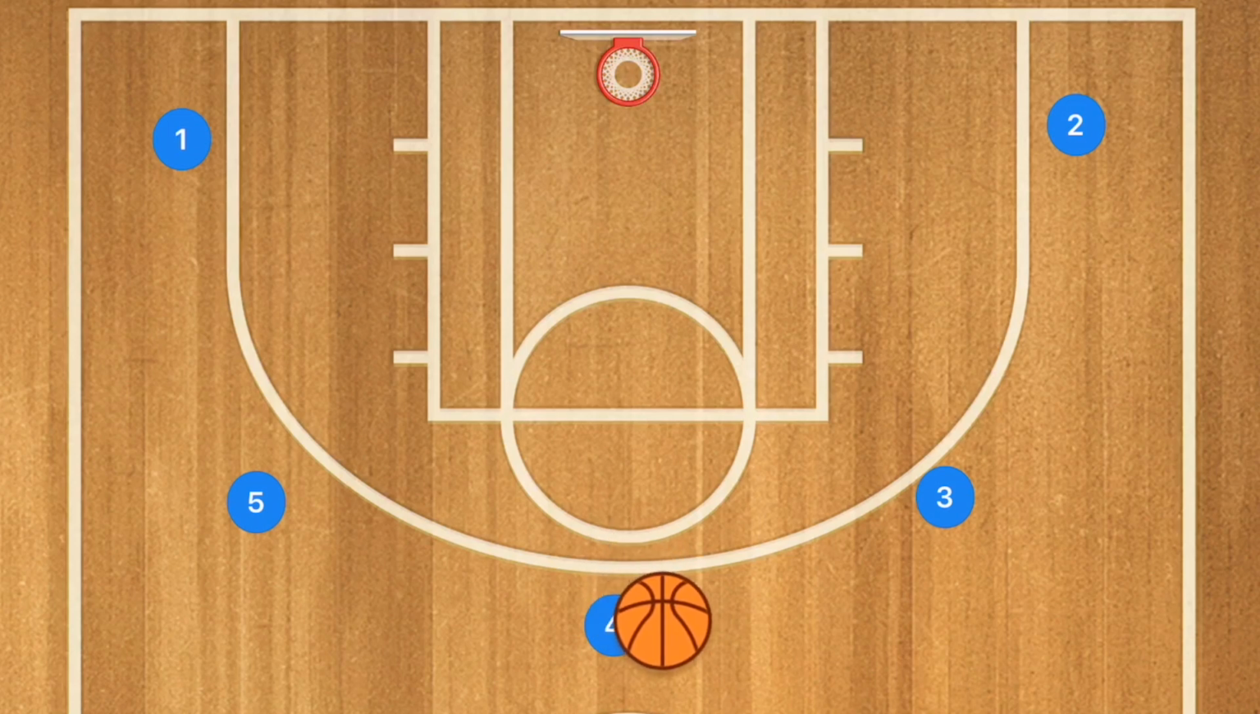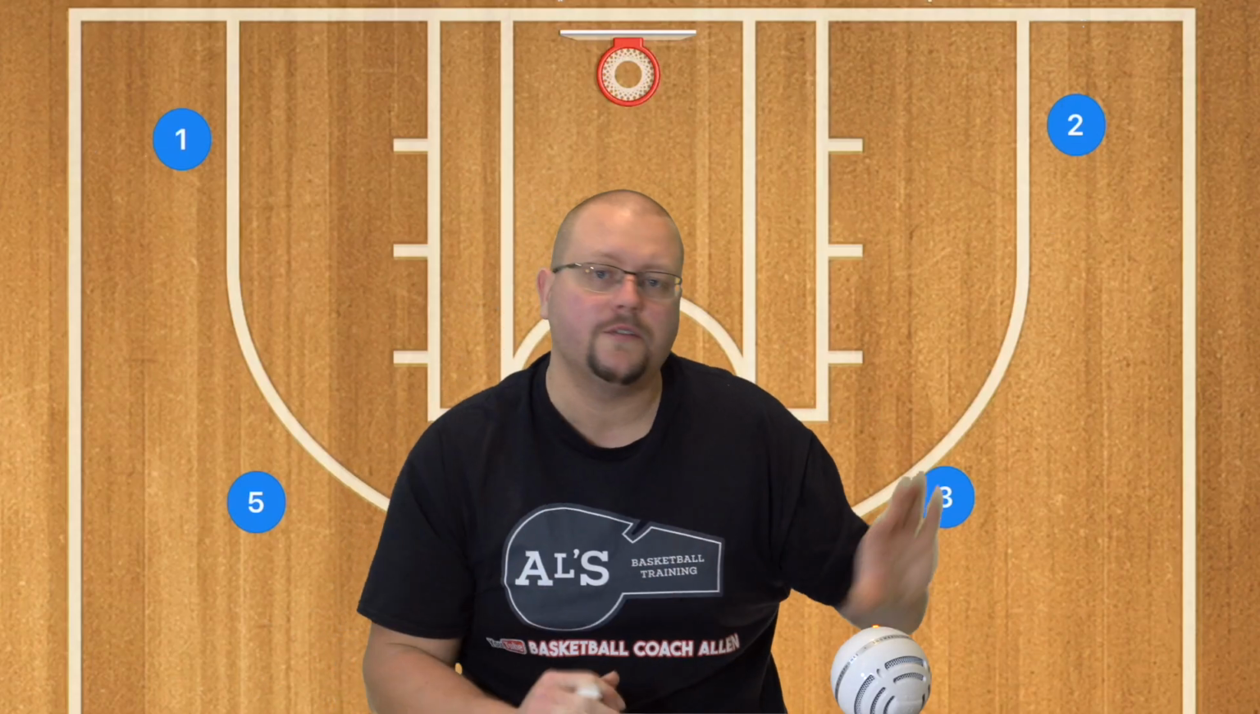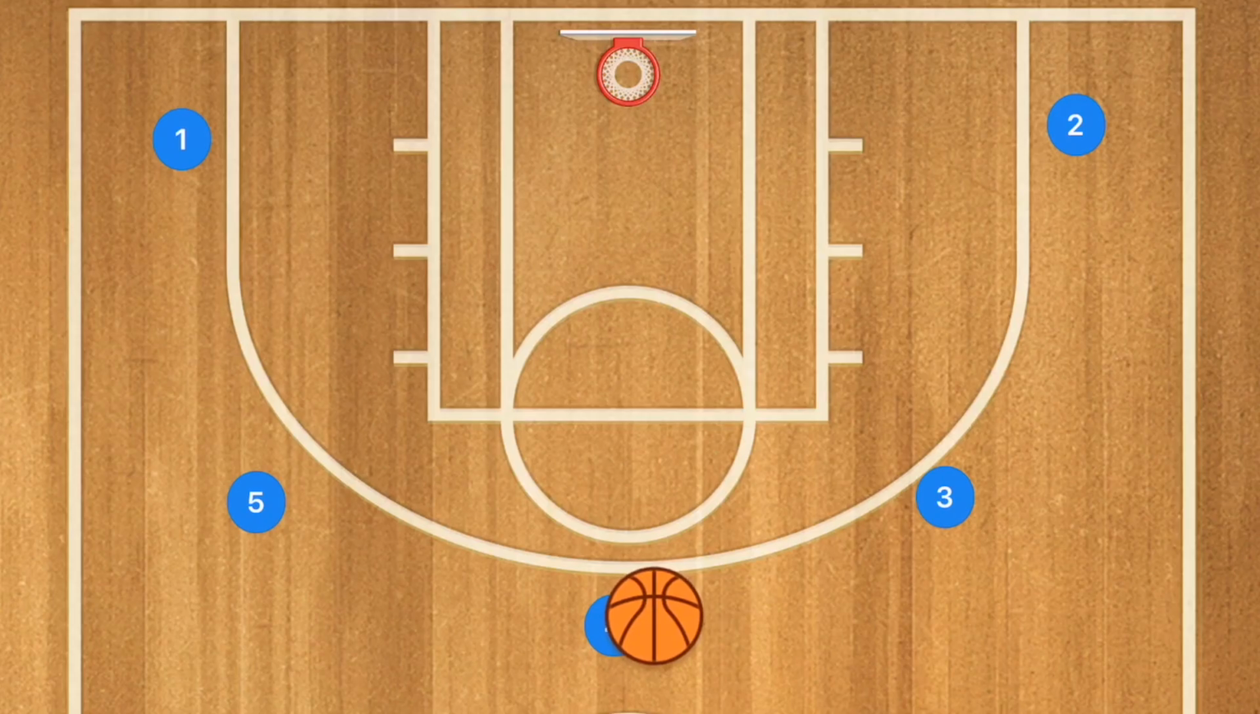You can even get more advanced. There's a type of screen called a staggered screen. Basically, what a staggered screen is, is just 2 players setting a screen for the same player. And this is actually one of the 5-out plays that my teams run that I coach.